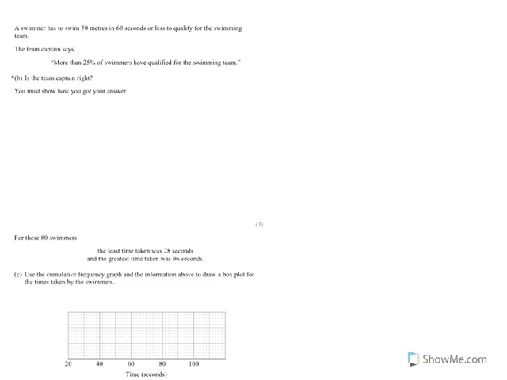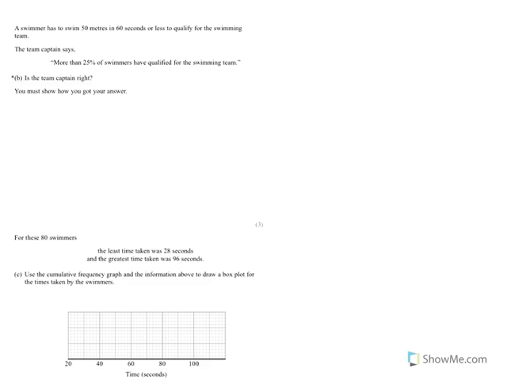Moving on to the next part of the question. A swimmer has to swim 50 meters in 60 seconds or less to qualify for the swimming team. The team captain says more than 25% of swimmers have qualified for the swimming team. Is the team captain right? You must show how you got your answer.